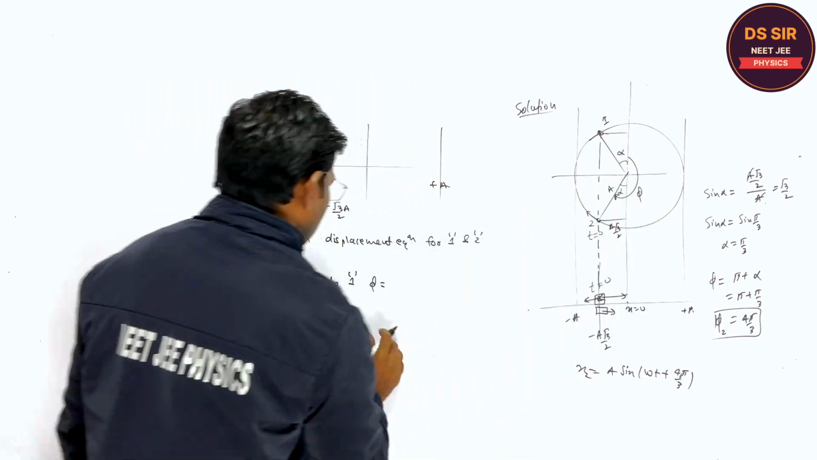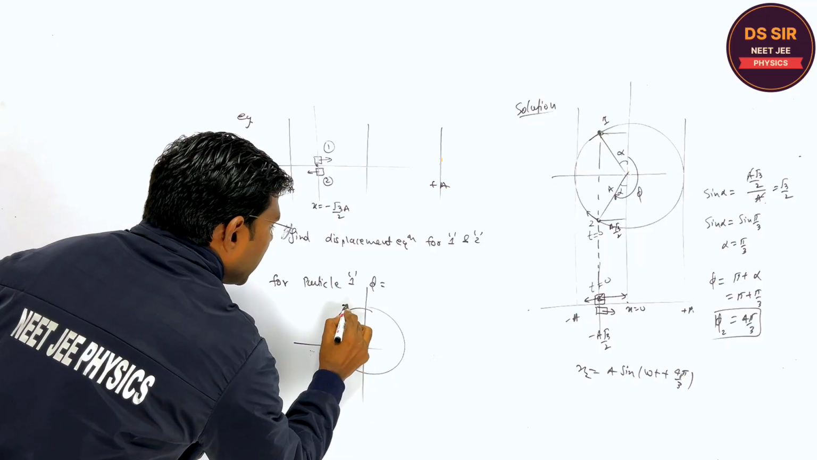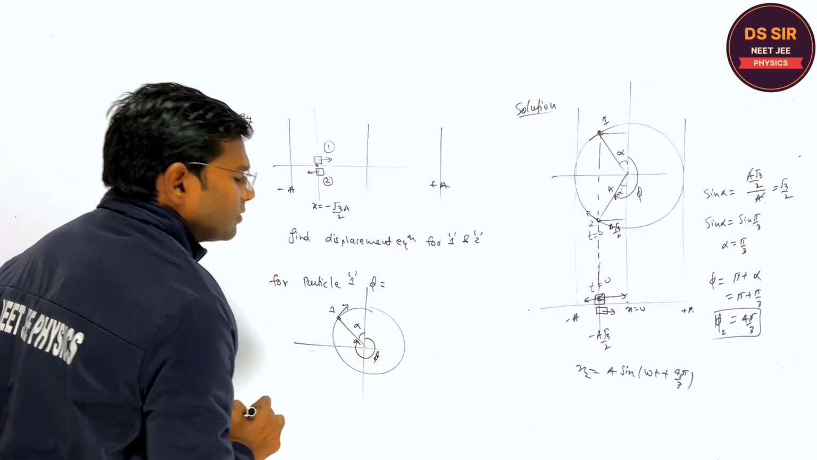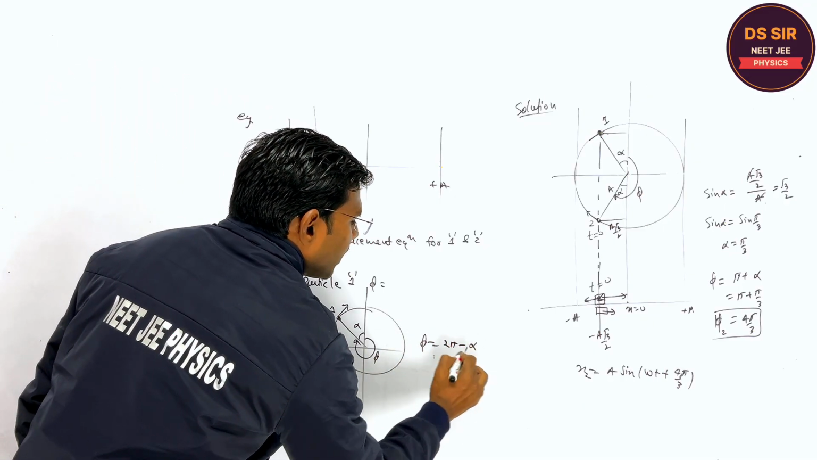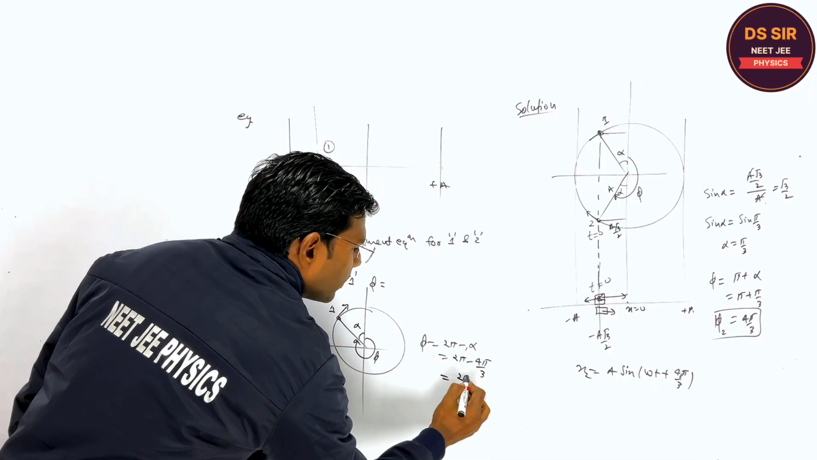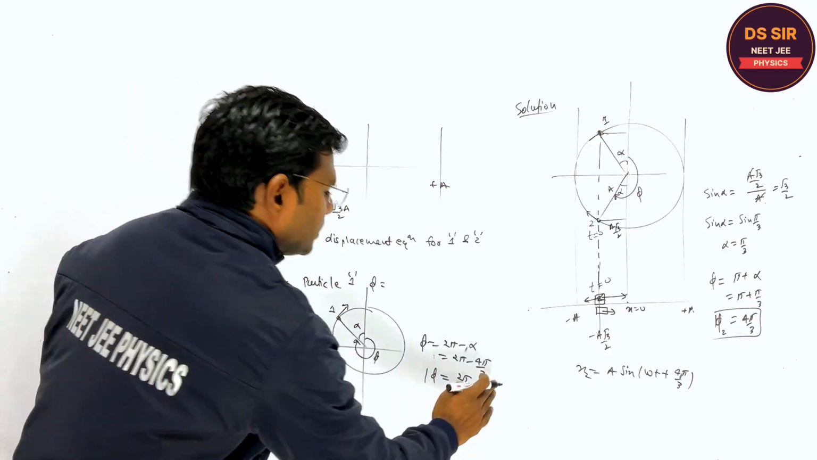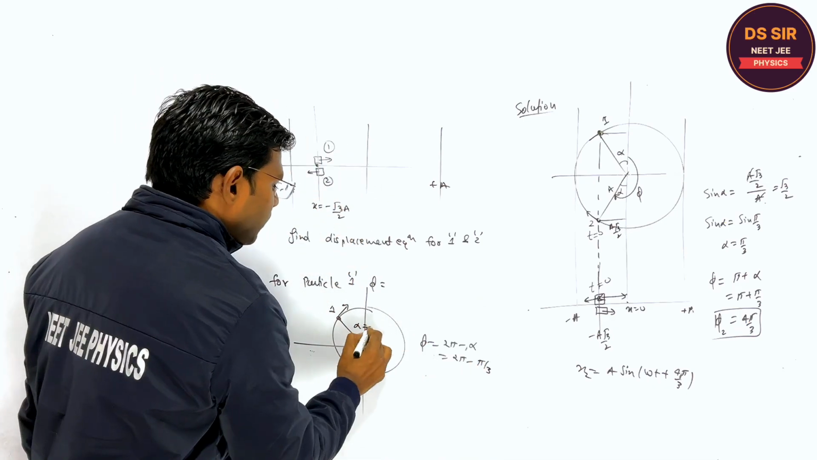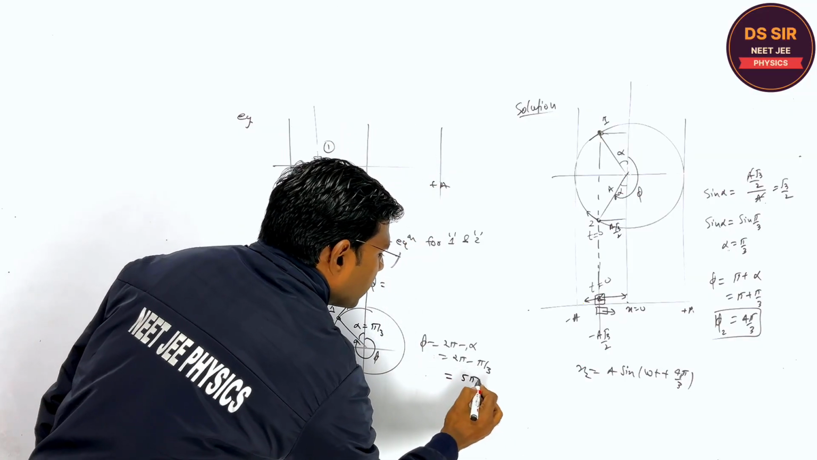So what is this? This is alpha. The particle 1 is over here. So what is this phi? Phi is equal to 2 pi minus alpha. And what is the alpha? Alpha is pi by 3. Wait for 1 minute. 2 pi minus pi by 3, so this is 5 pi by 3.